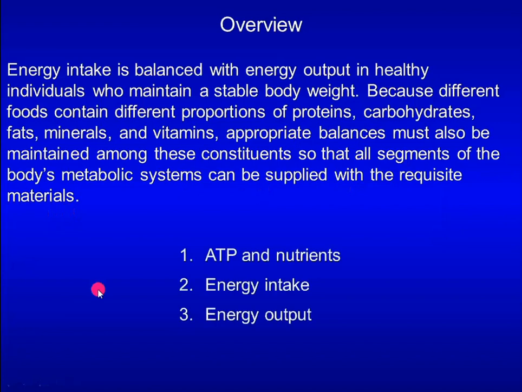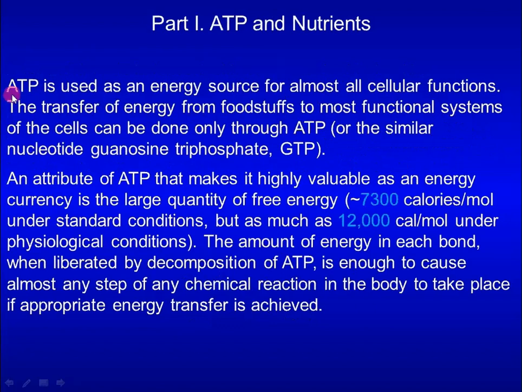First, we will look at ATP and nutrients. ATP, or the similar nucleotide, GTP, is used as an energy source for almost all cellular functions. An attribute of ATP that makes it highly valuable as an energy currency is the large quantity of free energy. The amount of energy in each bond, when liberated by decomposition of ATP, is enough to cause almost any step of any chemical reaction in the body to take place, if appropriate energy transfer is achieved.